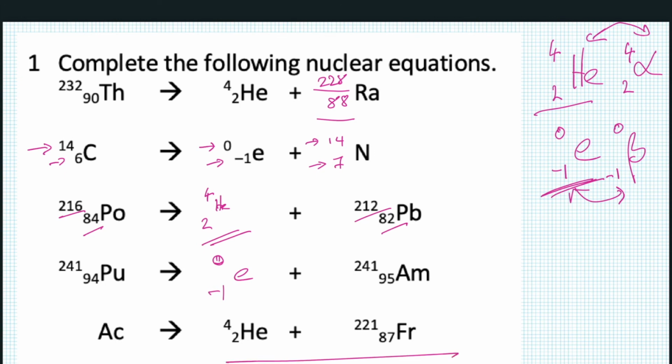The last question, we're given the reactants, and we need to work out what the numbers are for the products. This one is also relatively straightforward. The numbers here, 221 and 4, have to equal what's on the other side. So 221 plus 4 is going to be 225. And then on the bottom, 87 plus 2 equals 89. And there we have it.